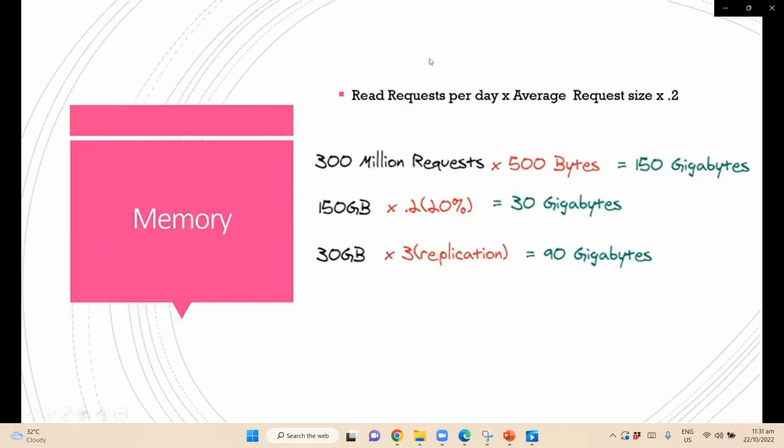For this, we're going to use the value we got for our read requests per day times the average size of our request, and we're going to multiply that by 0.2. The reason for that is our 80-20 rule, which is that generally speaking, for a rough estimate, you can assume that 20% of your data will account for 80% of your overall requests or traffic. Not all data is equal, especially on a social media site. A popular account's post is going to get viewed millions of times. Other people's posts might not get viewed at all.